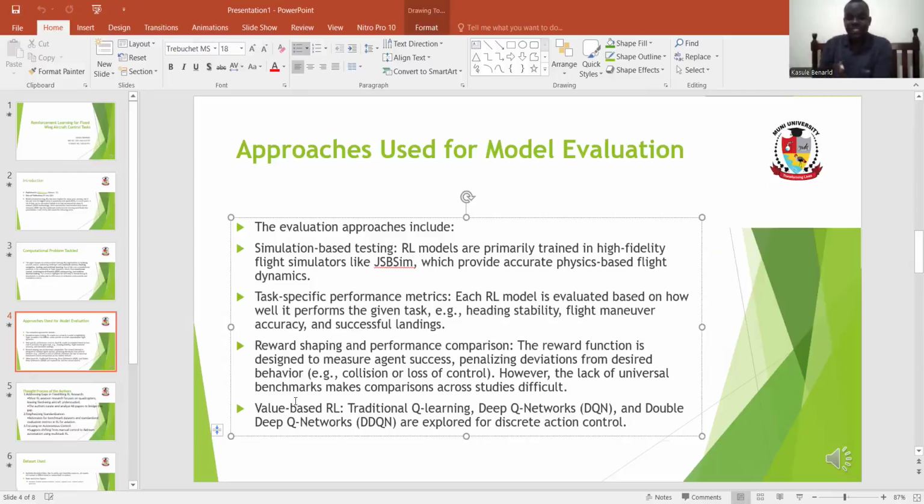Let's not forget that with reinforcement learning, we aim at having a reward. Where you win, a reward is given, and where you lose, of course, there is a penalty. However, the lack of universal benchmarks makes comparisons across studies a little bit hard. For value-based reinforcement learning, Q-learning, DQNs and double DQNs are explored for discrete action control.